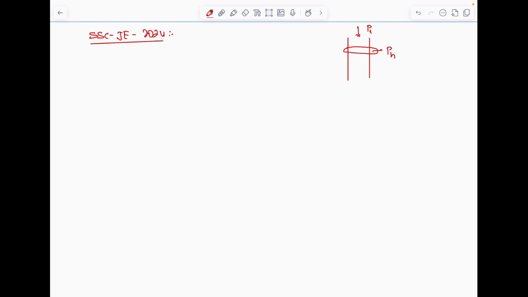Then there is a question in 2024 for SSCJE. Let us see it and how simple it is, how easily you will be able to solve it. You will be surprised. Once you know the concepts on the subject, it will be very easy to solve any question.